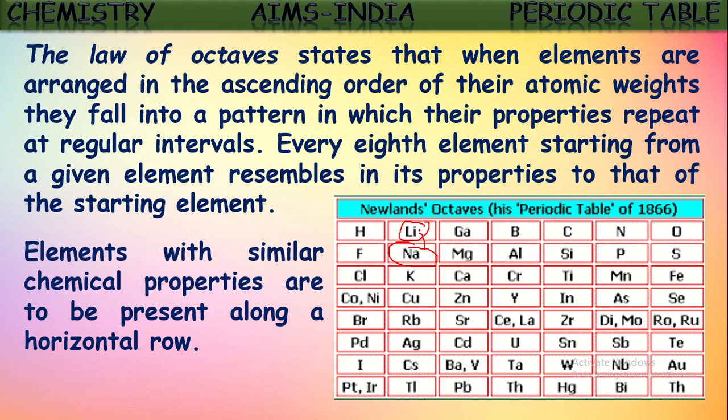He found that lithium and sodium both are having similar chemical properties. So he can write down to that lithium here. And from lithium, if it is counted, the eighth element will be potassium for that. So he wrote potassium down to sodium. In this way, he arranged these elements based upon the chemical properties.